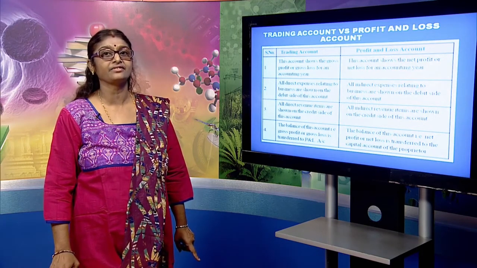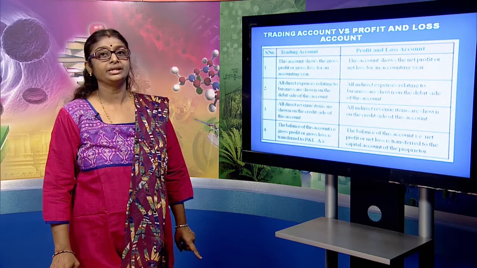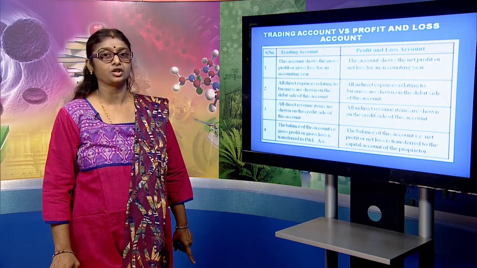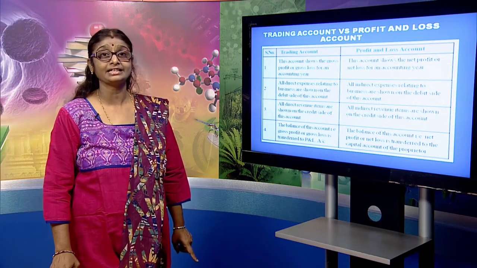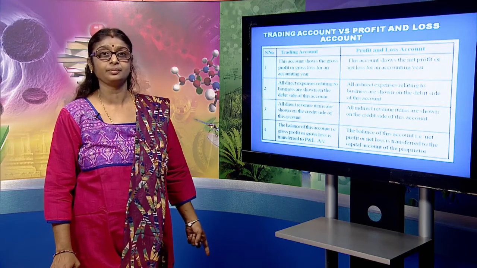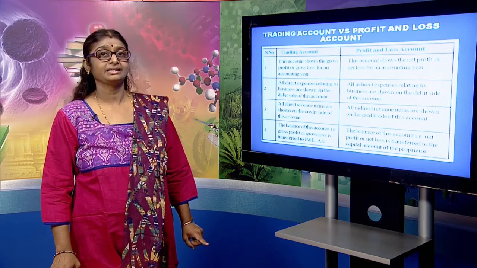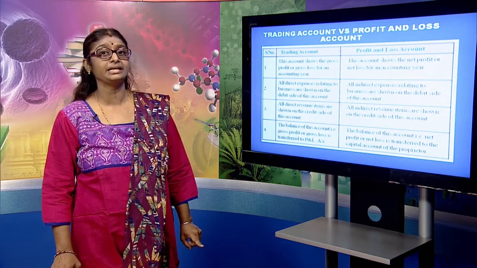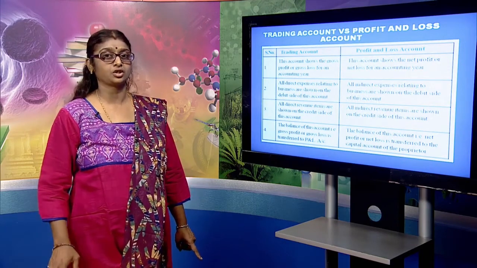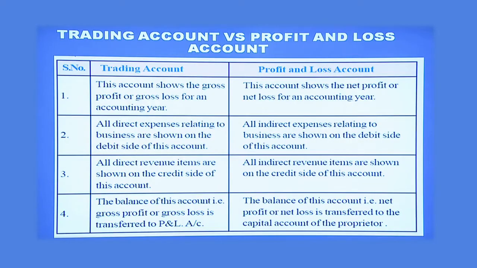All indirect revenue will come on the credit side of the profit and loss account. Similarly, direct expenses will come on the debit side of the trading account and indirect expenses on the debit side of the profit and loss account. Balance of trading account will be gross profit, which will be transferred to profit and loss account. Balance of the profit and loss account will be net profit, and it will be transferred to capital account.